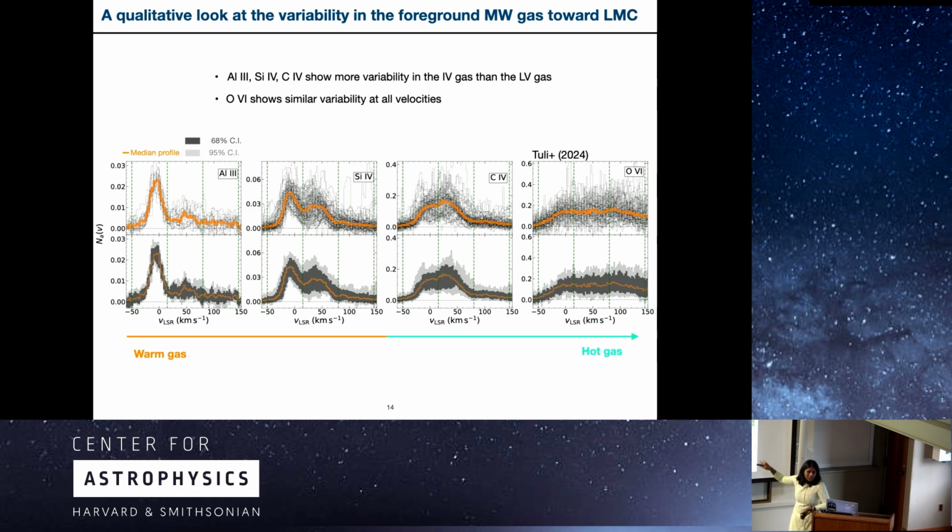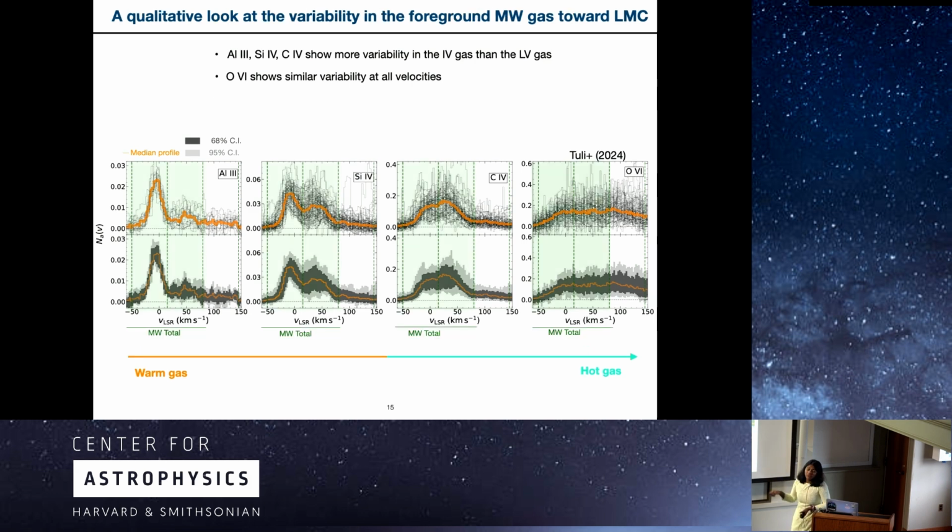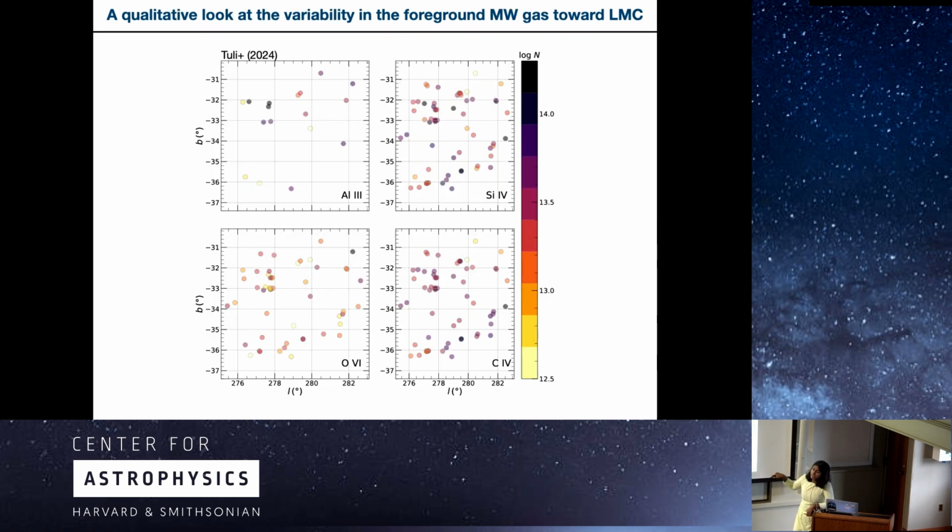And this is a qualitative look at the variability. I have also measured the total Milky Way column density, which is the integrated column density between -50 to 80 kilometers per second. And for this Milky Way gas, here is this column density sky map. This is another qualitative look at the variability present in the data on the sky.